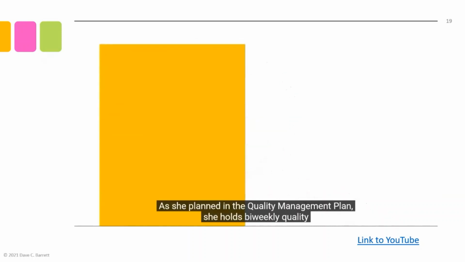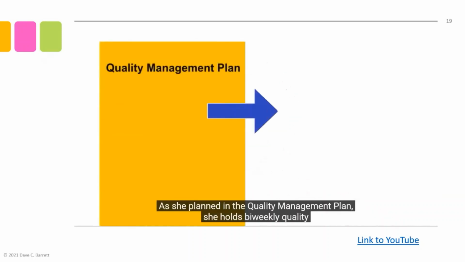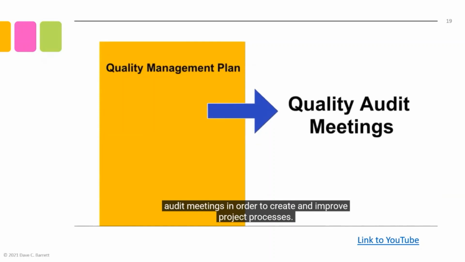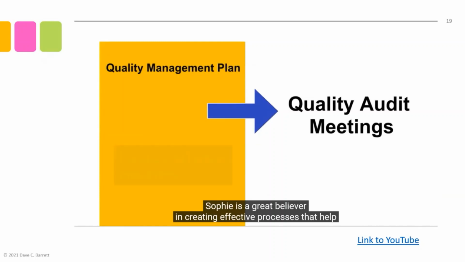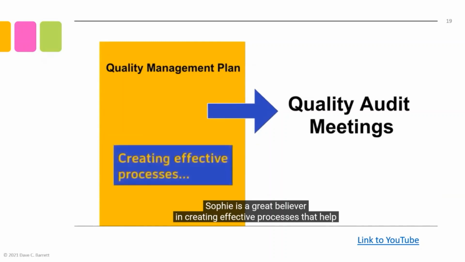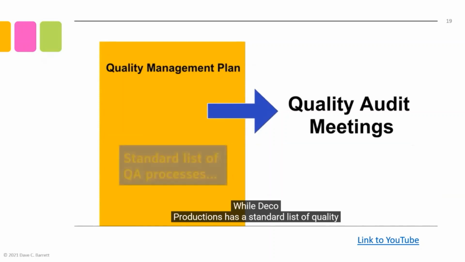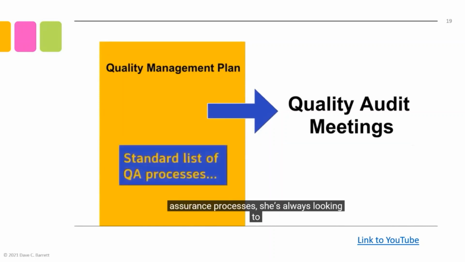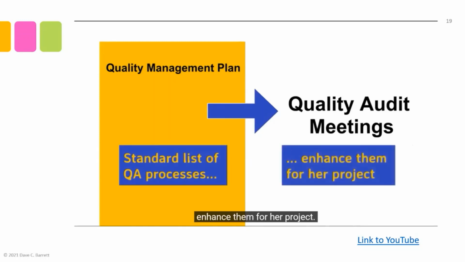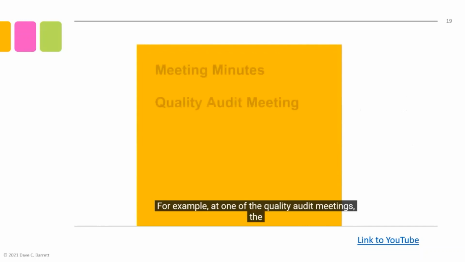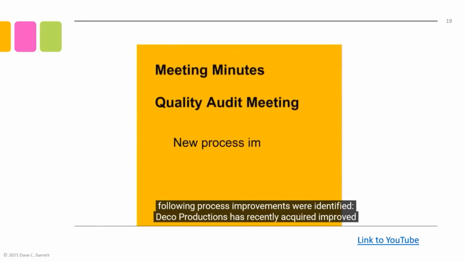As she planned in the quality management plan, she holds bi-weekly quality audit meetings in order to create and improve project processes. Sophie is a great believer in creating effective processes that help to prevent problems from occurring. While Deco Productions has a standard list of quality assurance processes, she's always looking to enhance them for her project. For example, at one of the quality audit meetings, the following process improvements were identified.